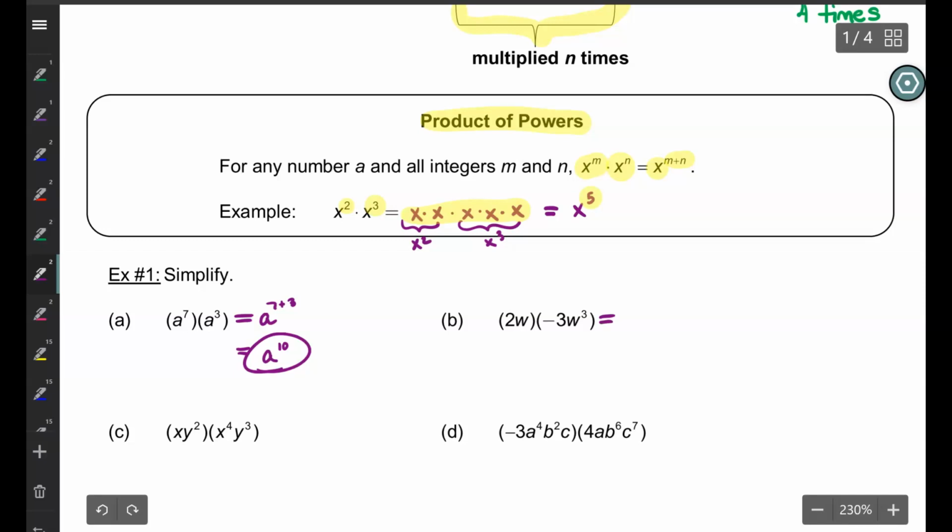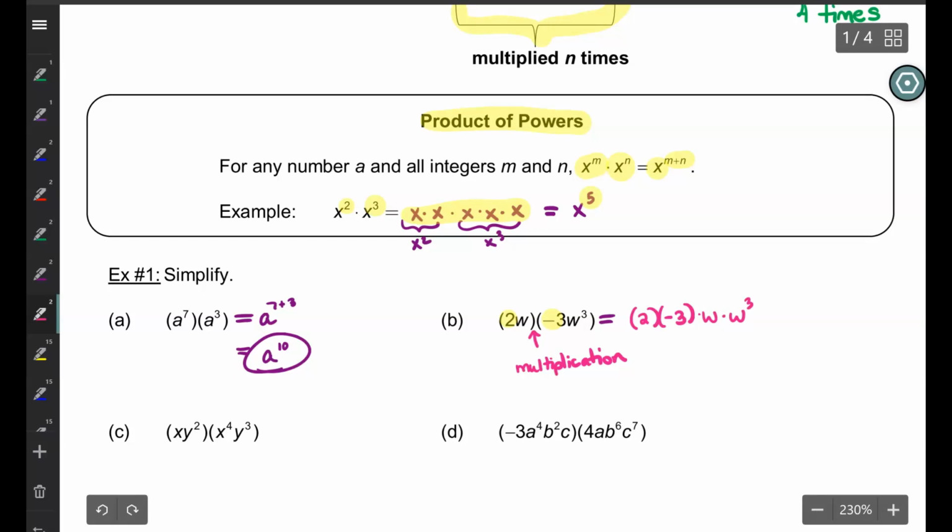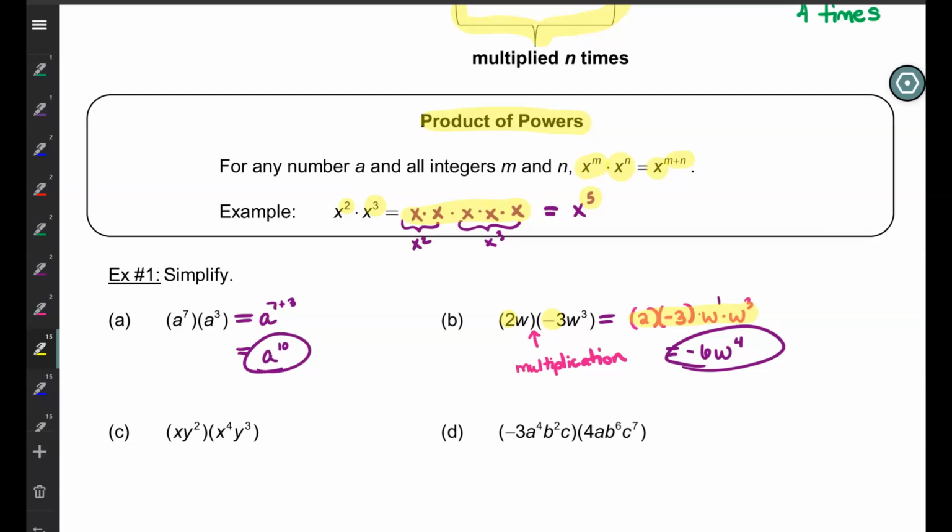All right, next we have b. Now notice that we have a number in front of the variable here and a number in front of the w to the 3rd. So keep in mind, parentheses still mean multiplication. So I'm going to multiply the 2 numbers together, 2 and -3, and then I'm going to multiply w and w to the 3rd together. Well, 2 times -3 is -6, and then w, we'll think of that as w to the 1st. So if we add the exponents, that's going to give us -6w to the 4th. Now you don't have to necessarily write this out the way that I did. You can just go right to combining the coefficients and then combining the variables.